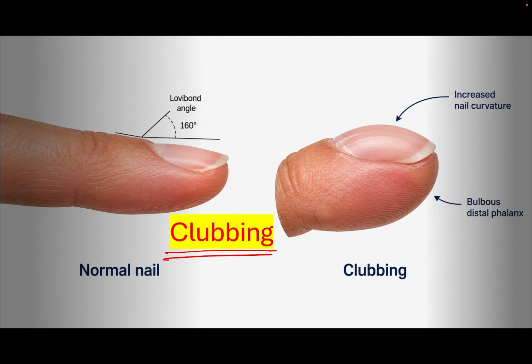So when you look at it, this is the normal nail. The normal angle of the nail fold should be 160 degrees, which is called the Lovibond angle. Whereas in case of clubbing, there will be bulbous distal phalange enlargement, which results in increased nail curvature, resulting in greater than 180 degrees.